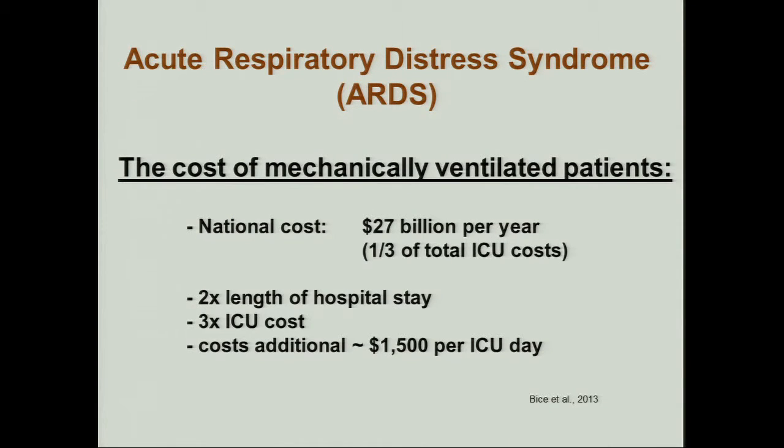So what is the cost of mechanically ventilated patients for us? The national cost of keeping people on ventilators is $27 billion per year. And if a patient is on a ventilator, the ventilator part and everything that comes with it usually is about one-third of the total ICU costs billed to that patient. Simply being on a ventilator doubles a patient's length of hospital stay and triples a patient's ICU cost. And again, being on a ventilator adds on average, between children and adults, about an extra $1,500 per ICU day in the cost of taking care of the patient.